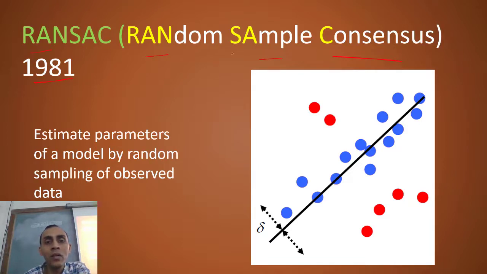The meaning of these three terms will become clear. Some idea you would have got already based on what we discussed. We'll randomly pick some samples and see whether that is consistent with, or has a sufficient consensus with, other matches or not. If it has, then probably that is going to give us the best model. So we'll try to estimate the parameters of the model by randomly sampling some points in the feature space or in the observed data.